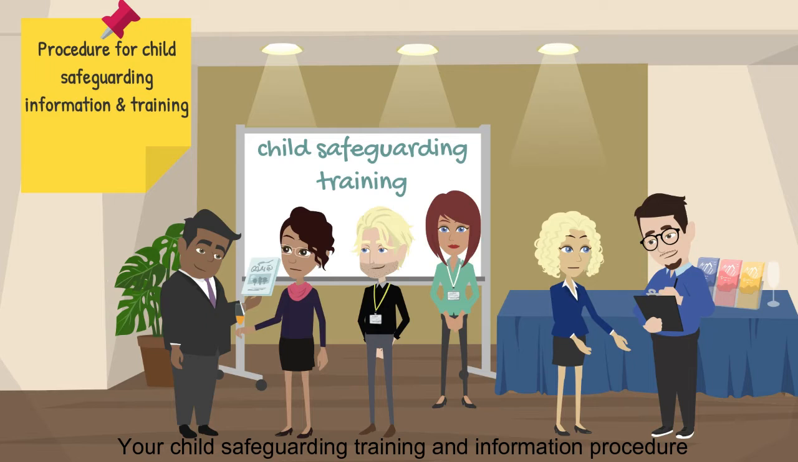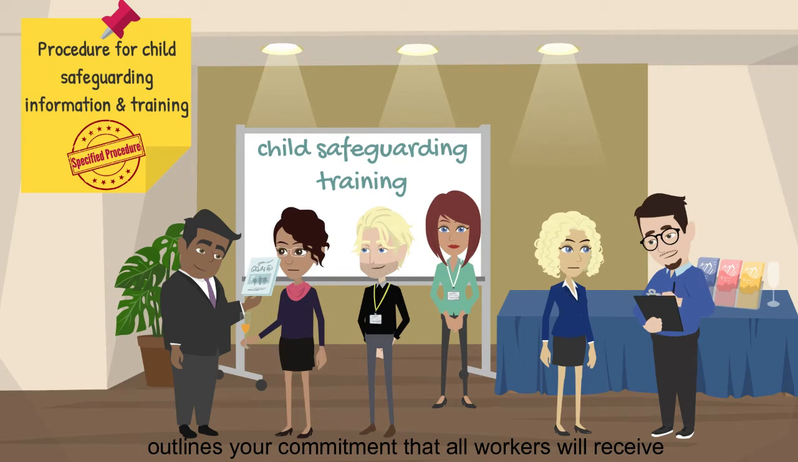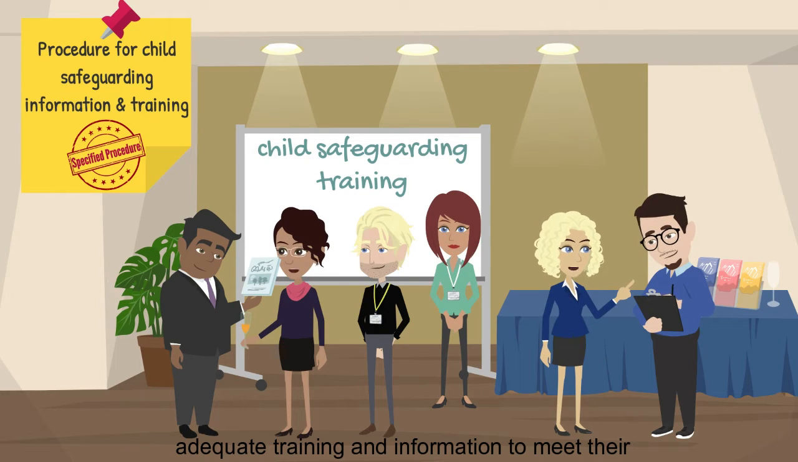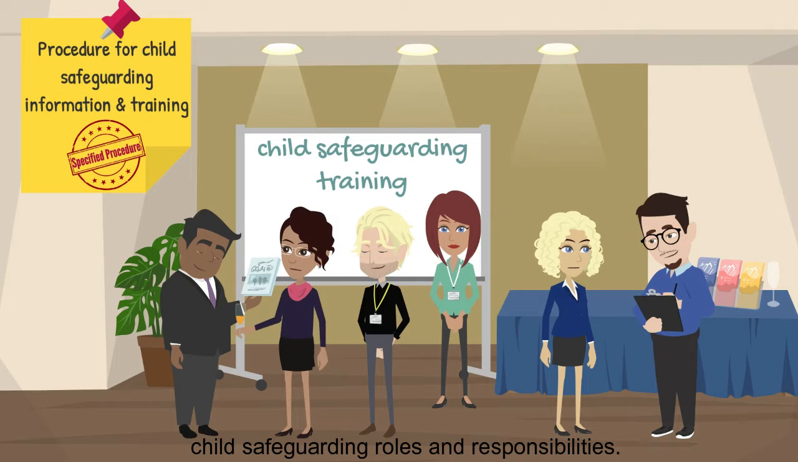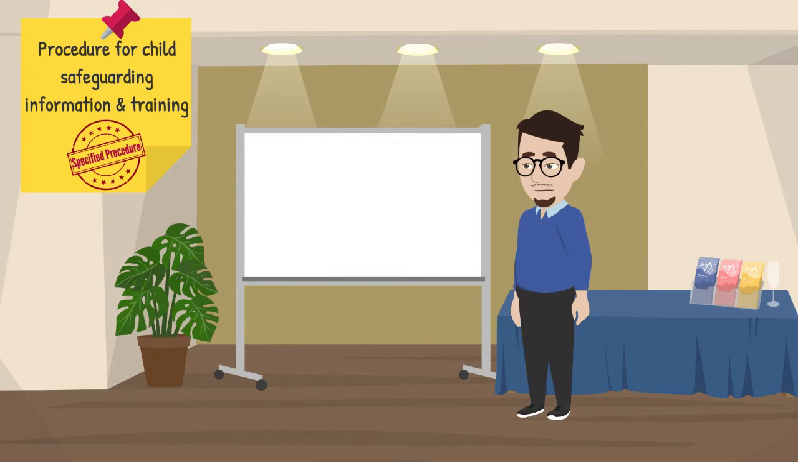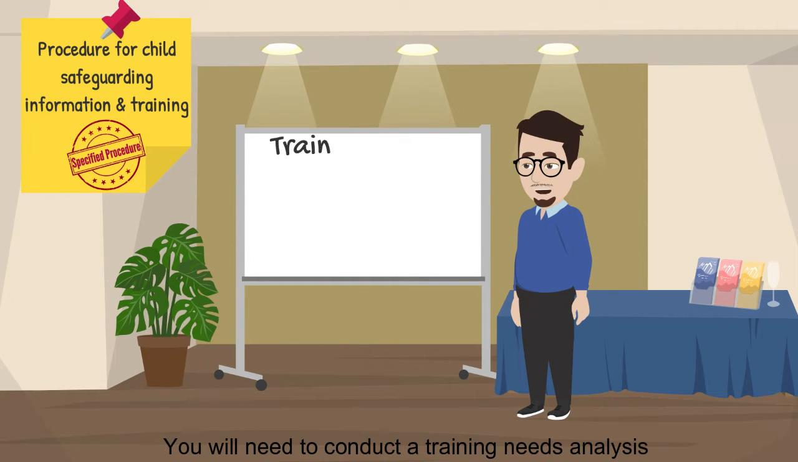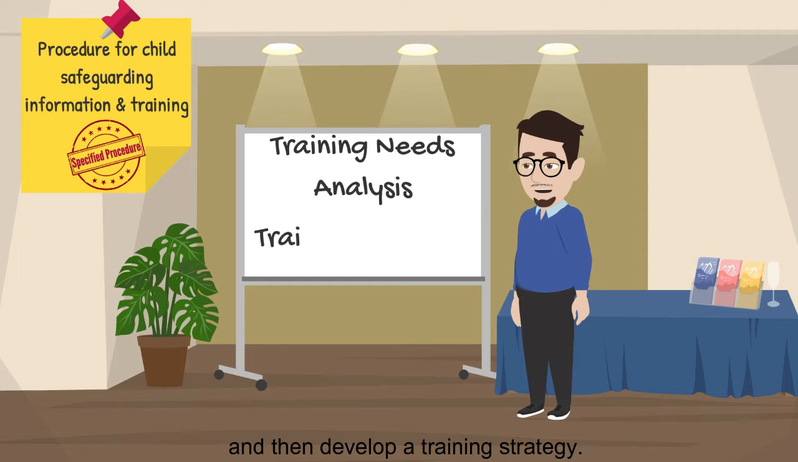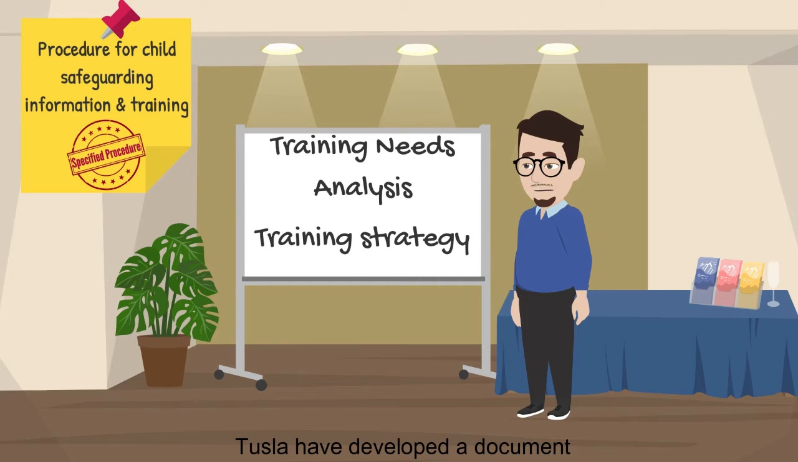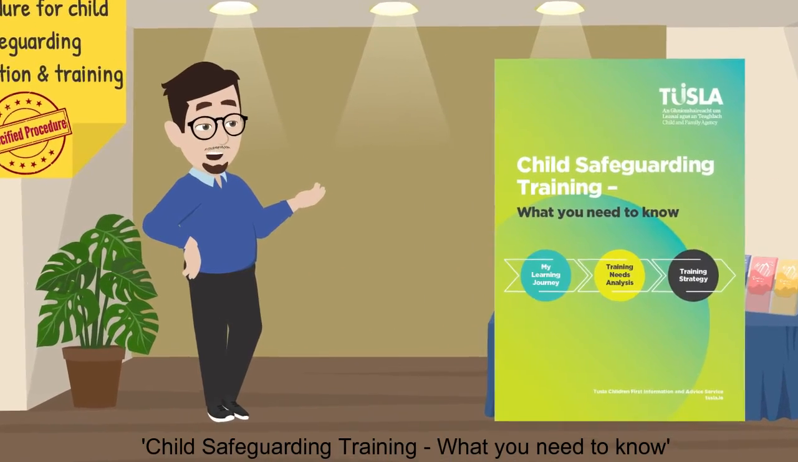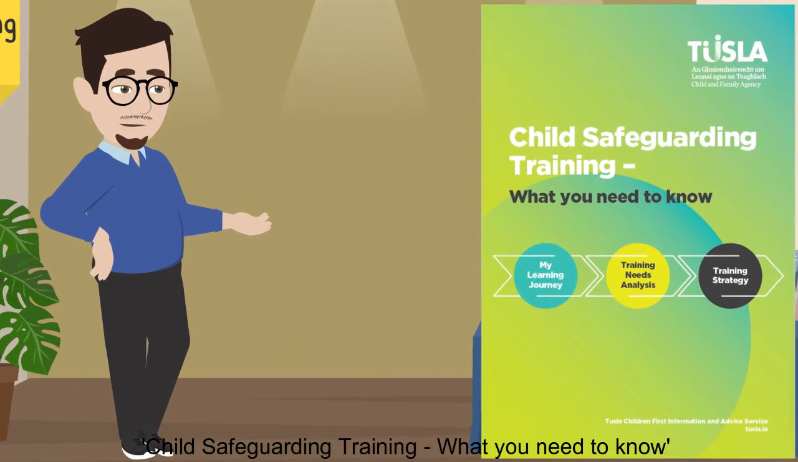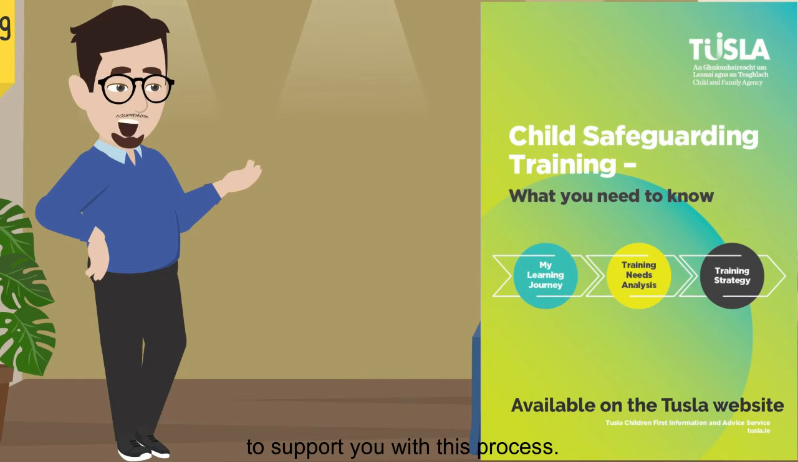Your child safeguarding training and information procedure outlines your commitment that all workers will receive adequate training and information to meet their child safeguarding roles and responsibilities. You will need to conduct a training needs analysis and then develop a training strategy. TUSLA have developed a document, Child Safeguarding Training, What You Need to Know, to support you with this process.